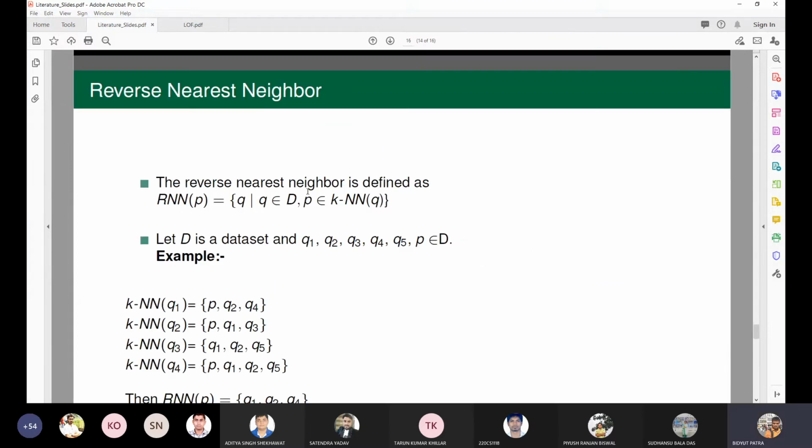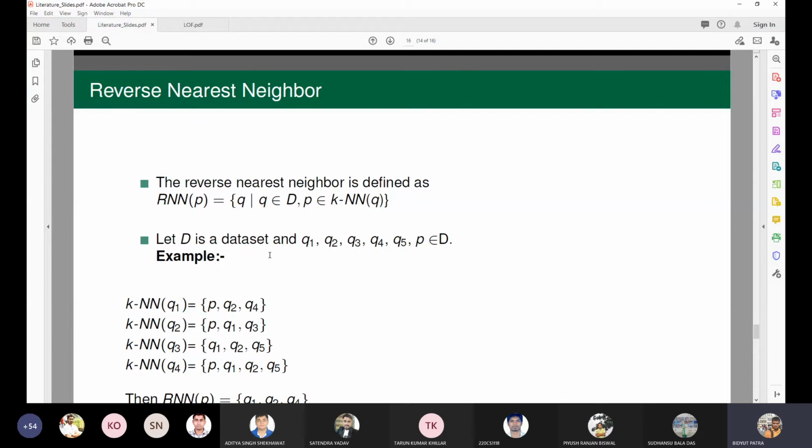So the reverse k nearest neighbor is defined as: the reverse KNN of a point P is a set of points Q where P is a nearest neighbor of point Q. So RNN of a point P is a set of points Q where P is considered as the k nearest neighbor of Q.